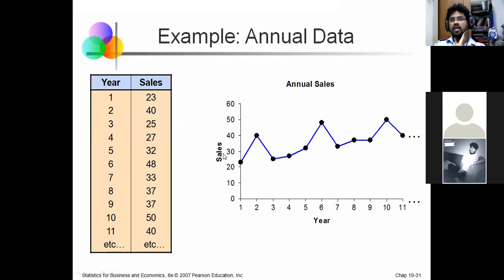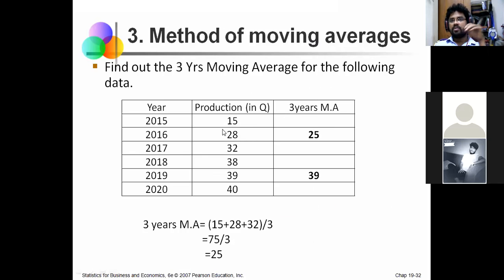For example, annual data. If you take this data, year wise, years 1, 2, 3 up to 10, the sales in the first year, in the second year 40, the third year 25, like this. As I told you, in the 3 years moving average, 15 plus 28 plus 32 divided by 3, that is 75 by 3, you will get 25. Where do we put 25? We put the 25 exactly opposite the mid value. Within the 3 years 15, 16, 17, what is the mid value? 16 only. So we write 25 opposite 2016.